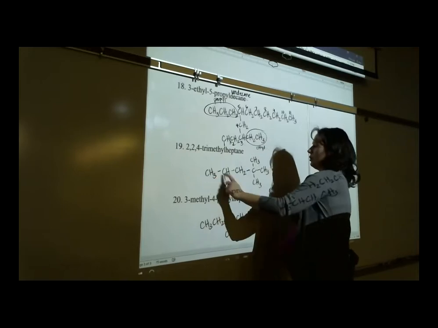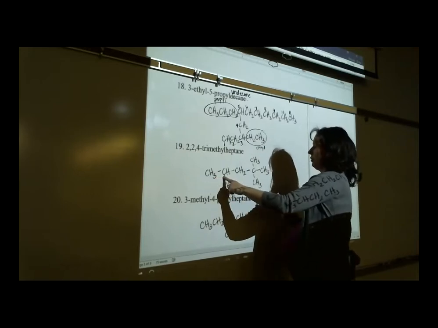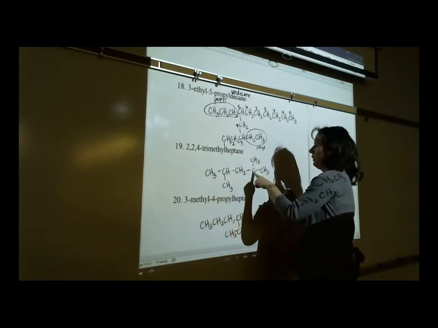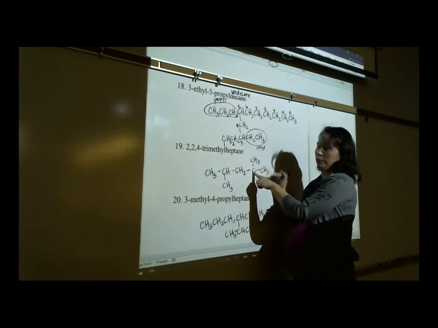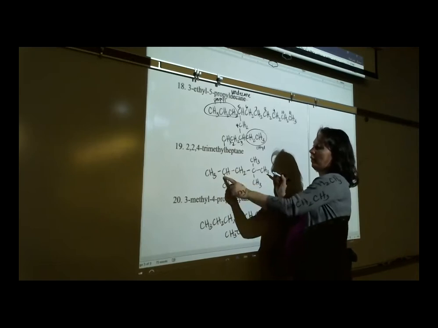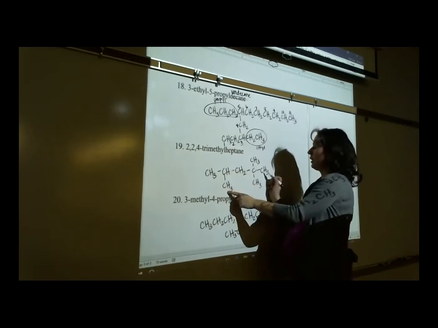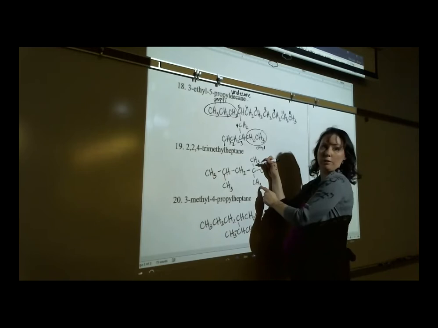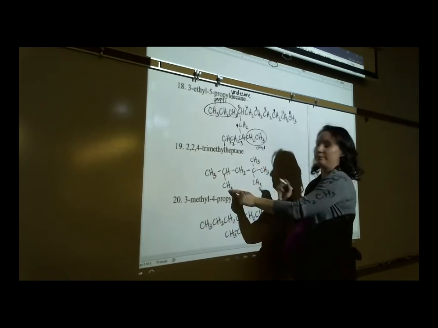So let's just see. 1, 2, that gives me 2 substituents on carbon number 2. So we want to count from this end. Because if we count from the other end, that's only got 1 substituent on carbon 2, whereas counting this way gives me 2 substituents on carbon 2. So that's higher ranking than that.